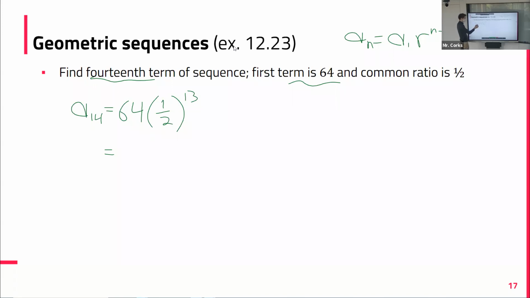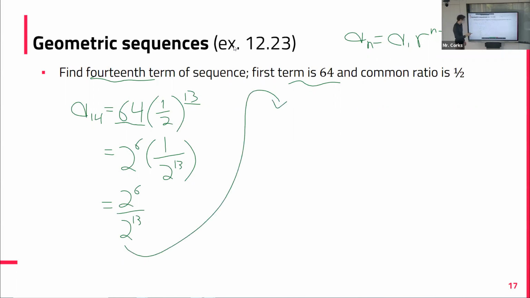So 64 is 2 to the exponent 6. I'll just do the exponent rules here a little bit slowly in case some people forgot some of those parts. The exponent, we can bring that into both parts. So 1 to the exponent 13, which is just 1, and 2 to the exponent 13. Combine this: 2 to the exponent 6 over 2 to the exponent 13.